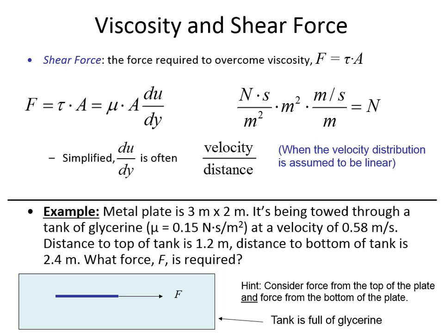So in this example, we're going to want to pull that at a velocity of 0.58 meters per second. So we have a velocity defined. We know the viscosity of glycerin. We know the area of the plate, and we know the gap distance. Think about the information given in the equations above that thick black line, and try to calculate what's the force required in order to cause that motion.